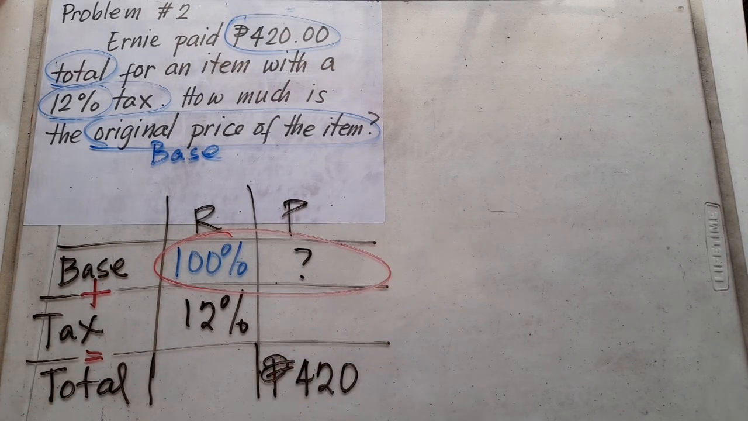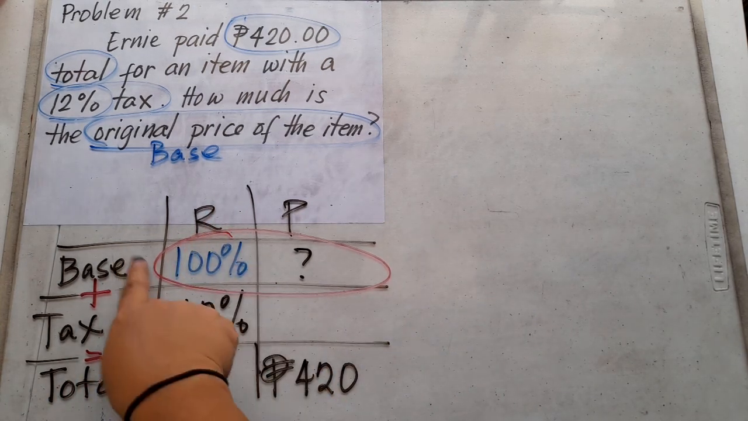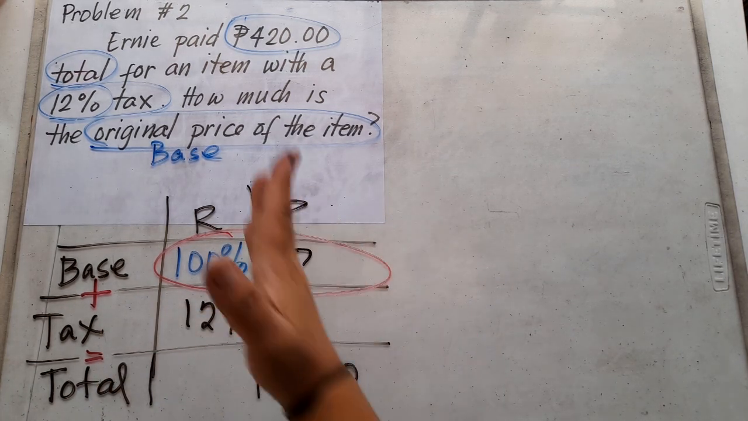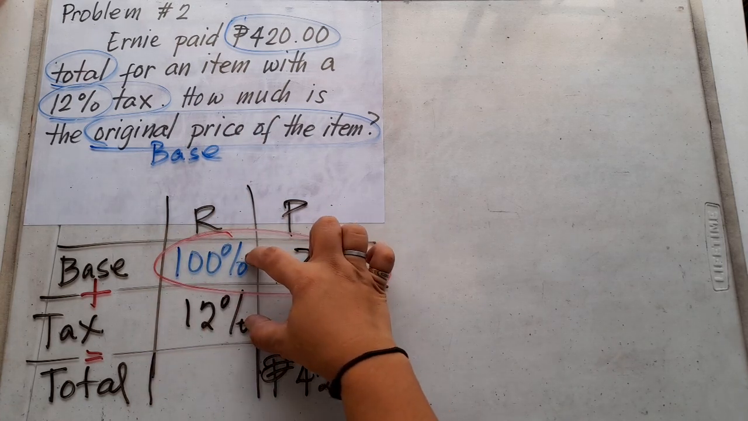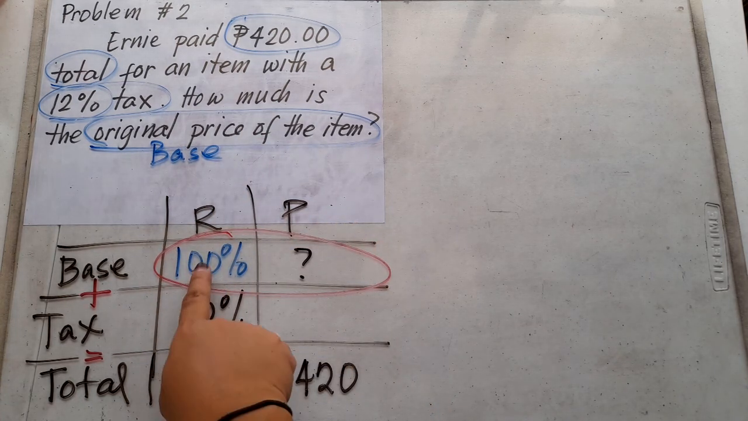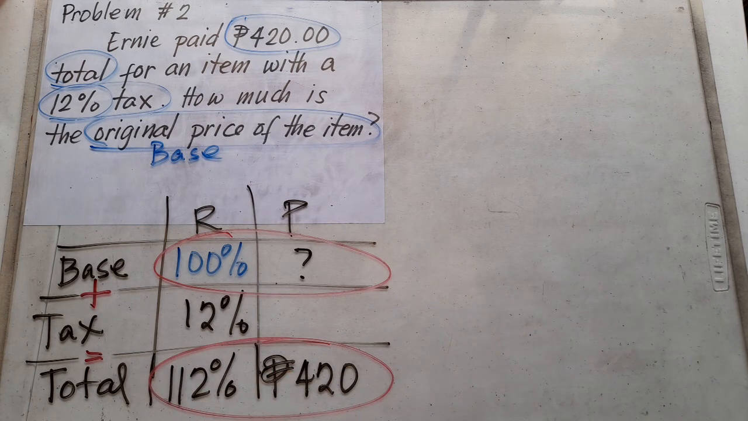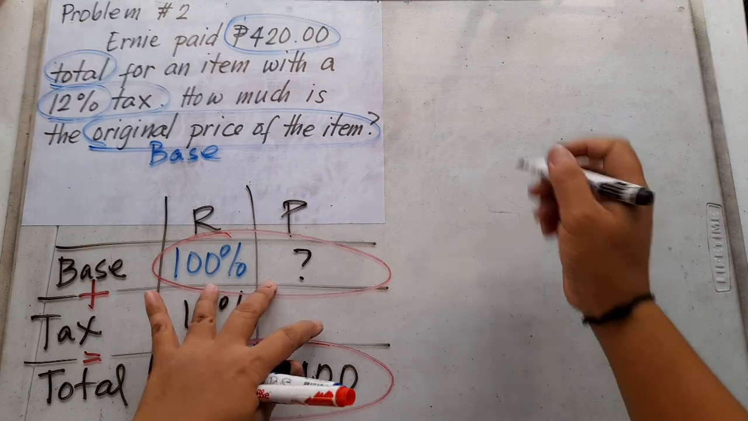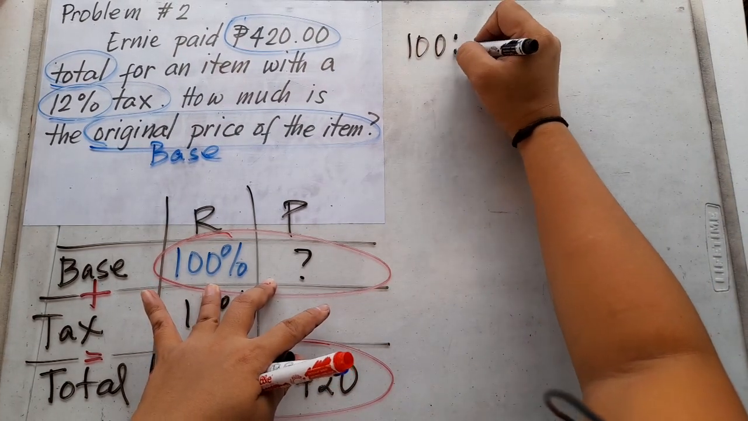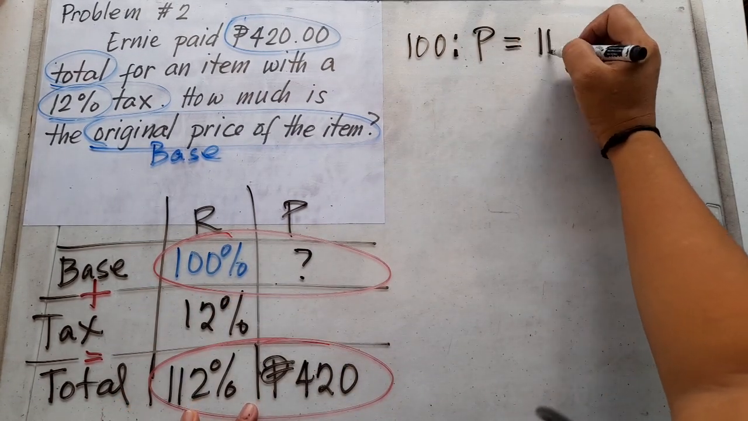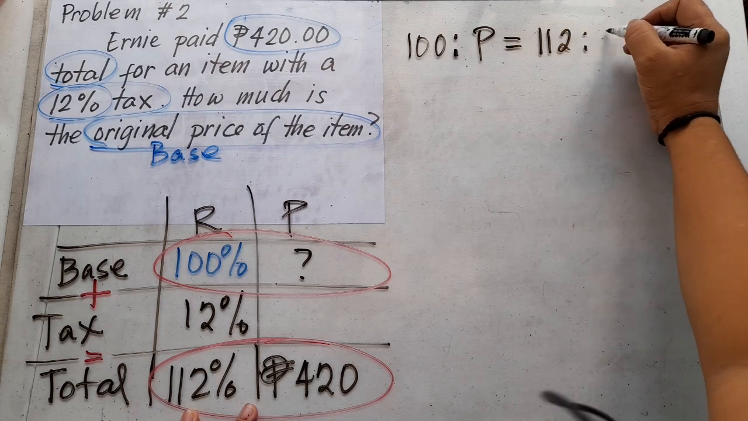Ang pinakamainam na gawin natin dyan, yung rate. Base plus tax is equal to total. So, dahil dalawa yan, kasi you need 2 out of 3 pag vertical. So, this has 2. Pwede natin makuha ito. So, 100 plus 12 is 112%. So, ibig sabihin, ito yung ating second ratio na gagamitin natin sa solution natin. Let's do this. 100 is to P, yung question mark, equals 112 is to 420.